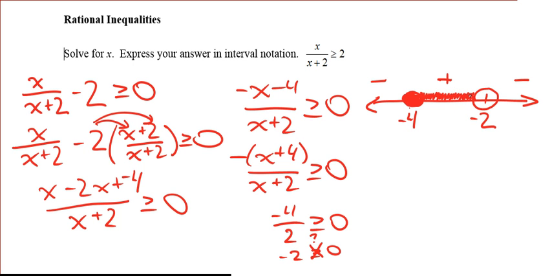To express that as an interval, well, our lower bound is negative 4, and it's included, so we use a bracket. Our upper bound is negative 2, and it's not included, so we use a soft parentheses. And if you like to be fancy, you can write that x is an element of this interval.